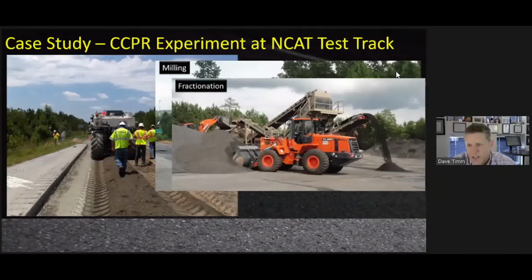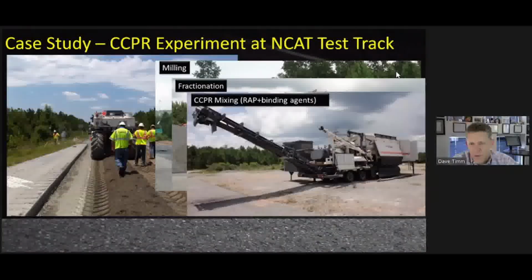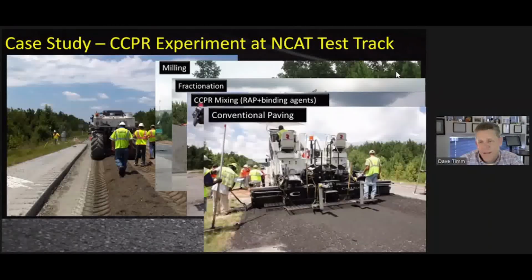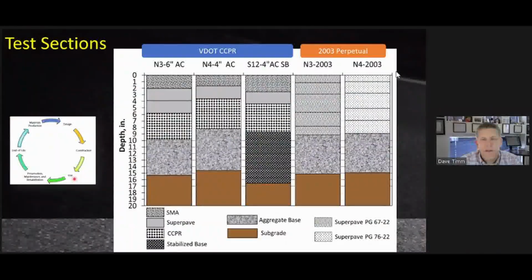And then on top of that, we had a milling operation on different test sections, fractionated the RAP, and ran the RAP through a CCPR, or basically a portable foaming machine to mix it up. So we had the RAP and the binding agent, so we had foamed asphalt. It was nearly 100% RAP in the CCPR layer, and then conventional paving. We're using this CCPR layer on top of the stabilized layer as an asphalt bound base, but it's nearly 100% recycled material. Obviously a very sustainable thing to be doing.